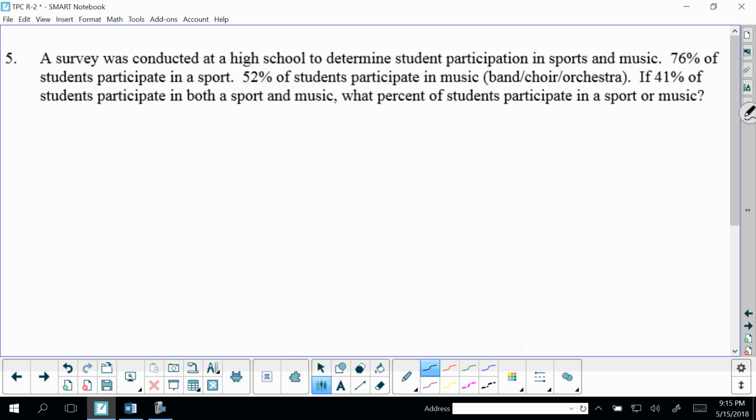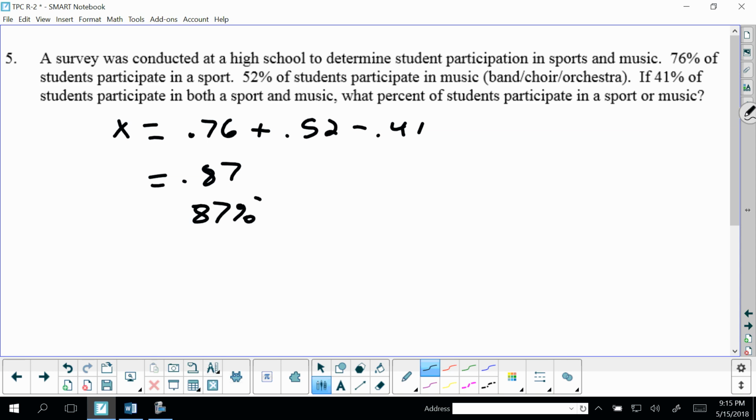All right, our probability of a sport. So first off, I guess we should have x equals, because we want our or, so we should have 0.76 plus probability of music, 0.52, minus the probability of both, the and, 0.41. So that should give you 0.87, and they wanted it as a percent, so 87%.